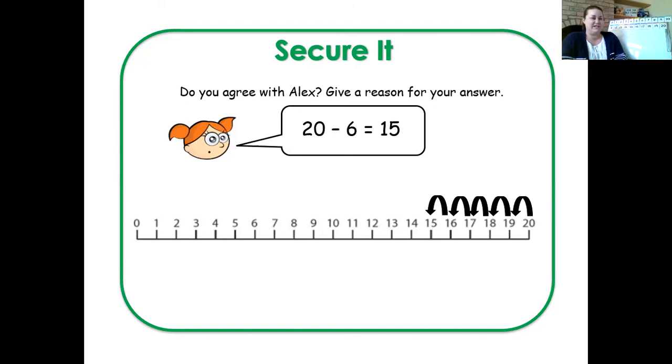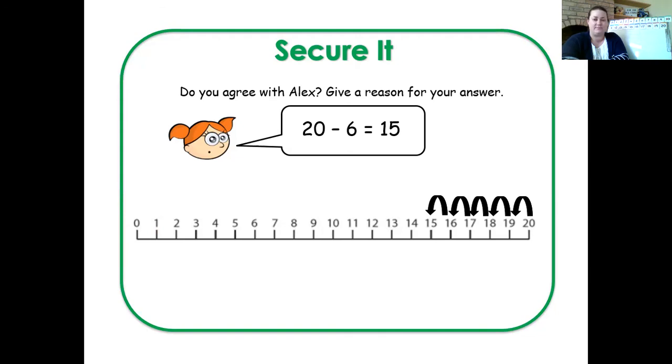Okay, so did you have a really good go at this? I'm sure that you did. So you might want to have used your work from your do it task to help you with this. But 20 take away 6 equals 15. So she's used her number line. She started on the number 20. Now 20 take away 6, she's landed on the number 15. So did she do 6 jumps? Has she taken 6 away?